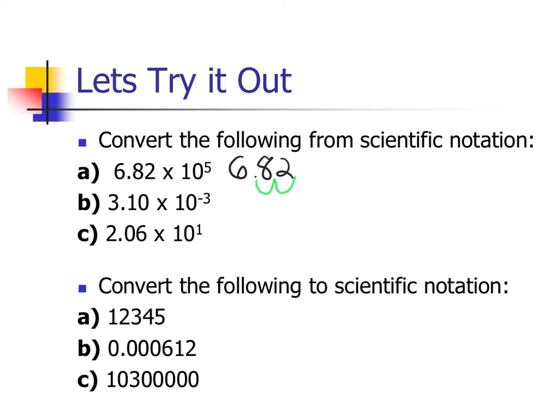One, 2, 3, 4, 5. The arrow points to where the decimal needs to go. We fill our basket full of eggs. We rewrite our number.